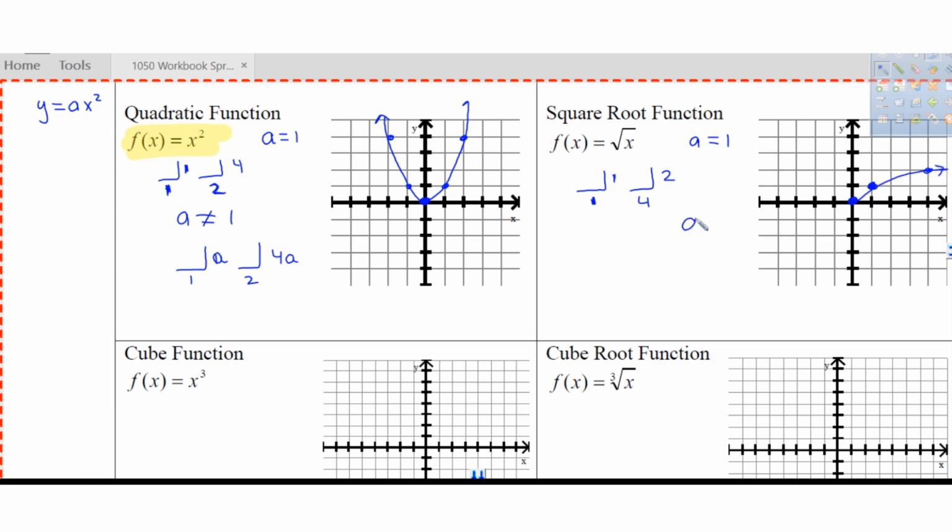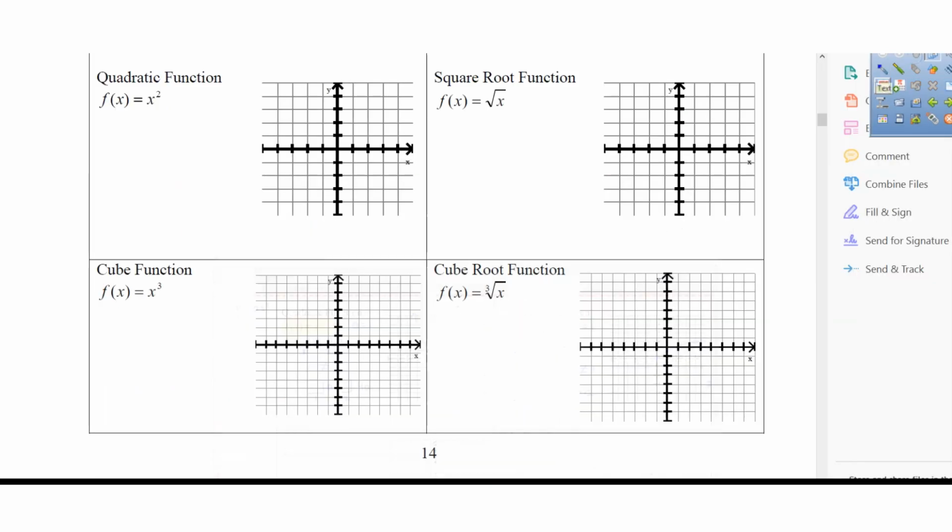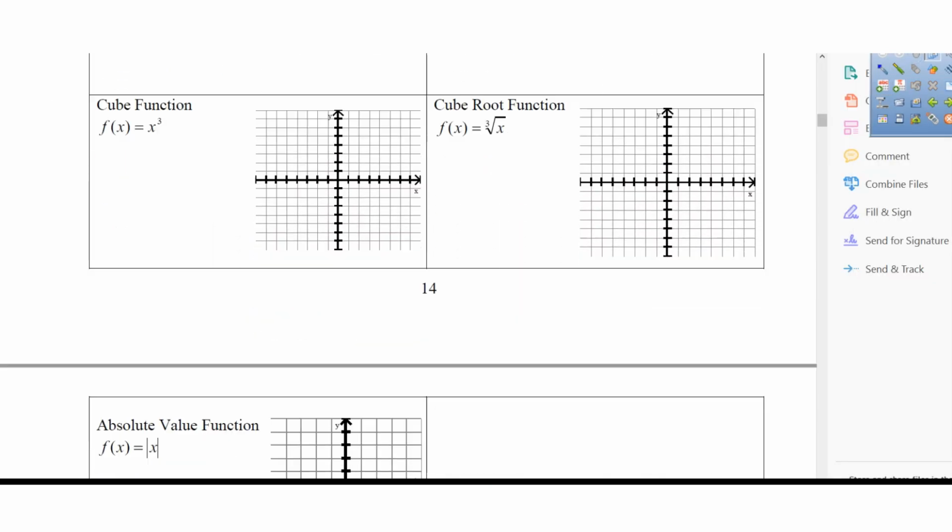Okay? So if a is not equal to 1, what do you do? Guys, it's the same as before. Look, it's still 1, 1, and it's still 4, 2. But you take those up movements and you multiply them by a. So 1 times a is a, 2 times a is 2a. That's it. Okay? What about x to the third?